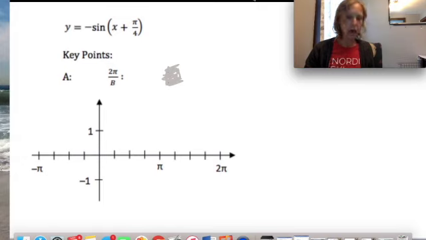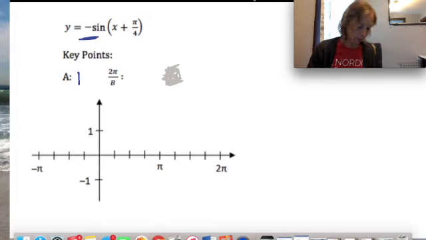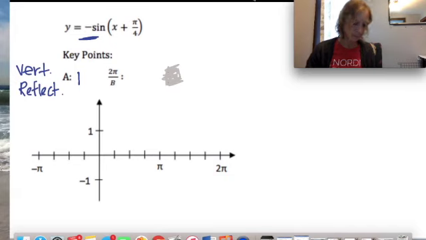So first of all, A, amplitude. Look at the front of your function. I don't see an amplitude change, which tells me the amplitude is 1, but I do see a negative there, so we're going to have a vertical reflection. So let's make note of that. Okay. Now we're going to check to see what the period is. I do not see anything being multiplied in front of the x, which means that the period is not changing, and our period is simply 2 pi.